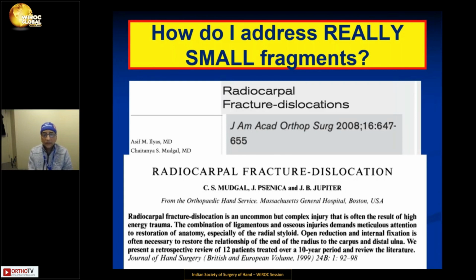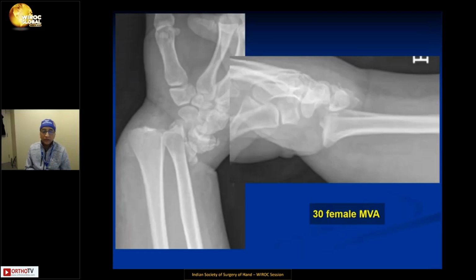So the next question is, how do I address really, really small fragments? Well, really small fragments are a common component of radiocarpal fracture dislocations, and you're welcome to read these to understand these fractures. So here's someone who was involved in an MVA, and you might be tempted to think this is merely a dislocation, but this is a very predictable pattern of radiocarpal fracture dislocation, where there's a styloid fragment, and the volar lunate facet has been avulsed.